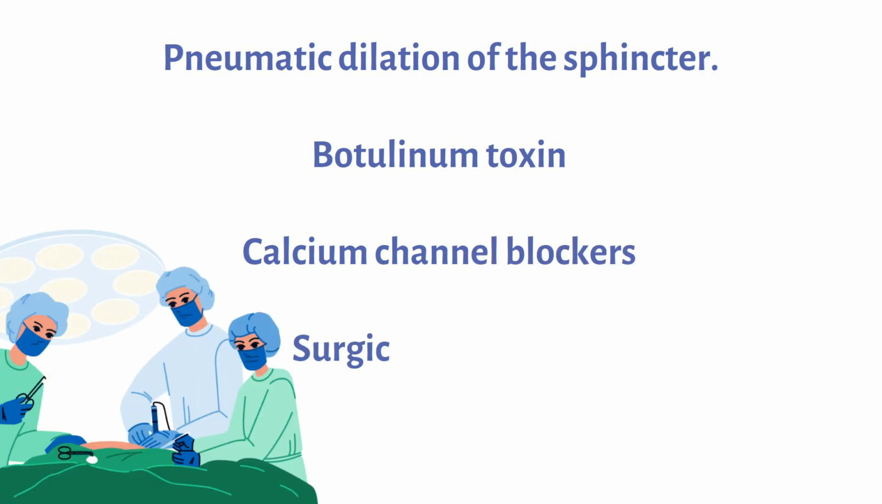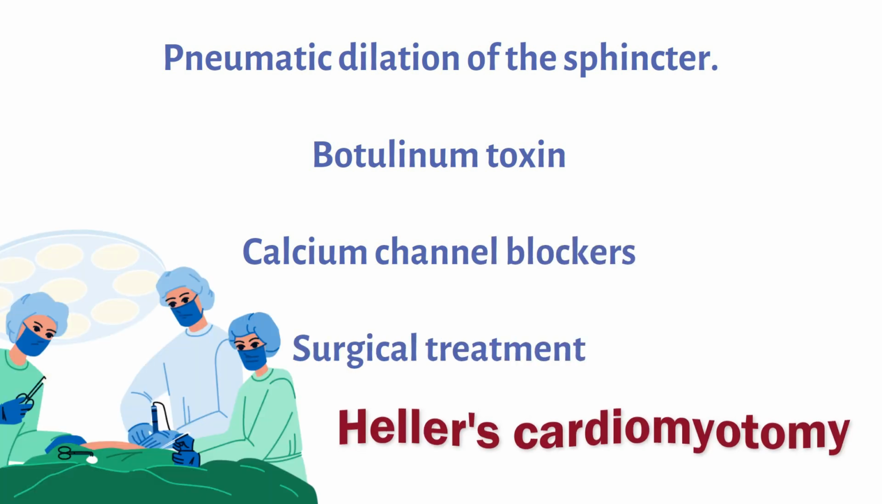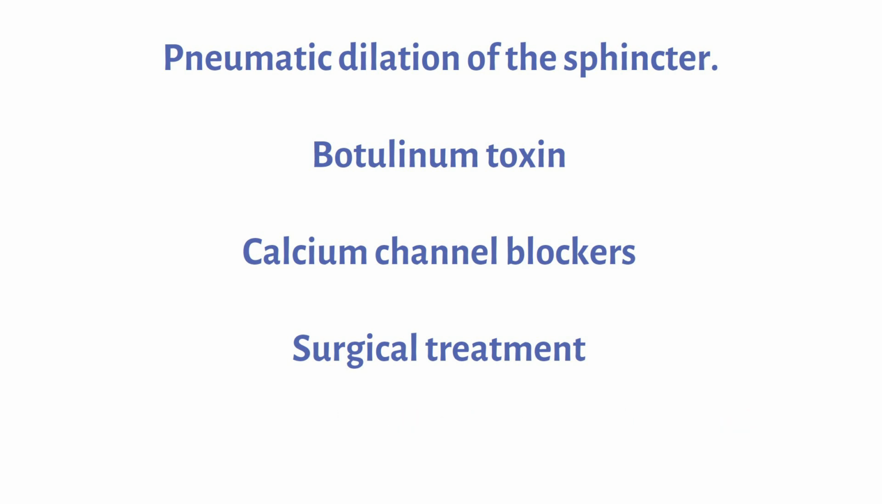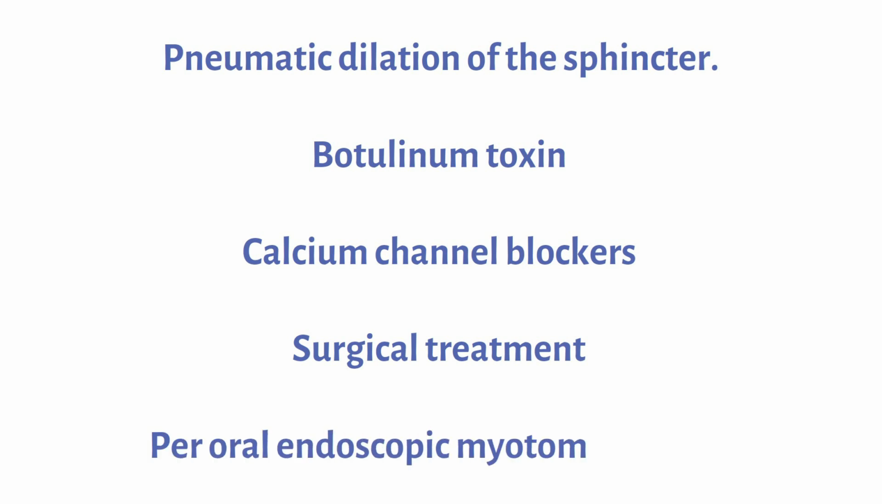The surgical treatment of choice is surgical myotomy, which is also known as Heller's cardiomyotomy. This can be done either laparoscopically or by laparotomy. There's also a new technique called per-oral endoscopic myotomy or POEM, where they divide the lower esophageal sphincter using a gastroscope.